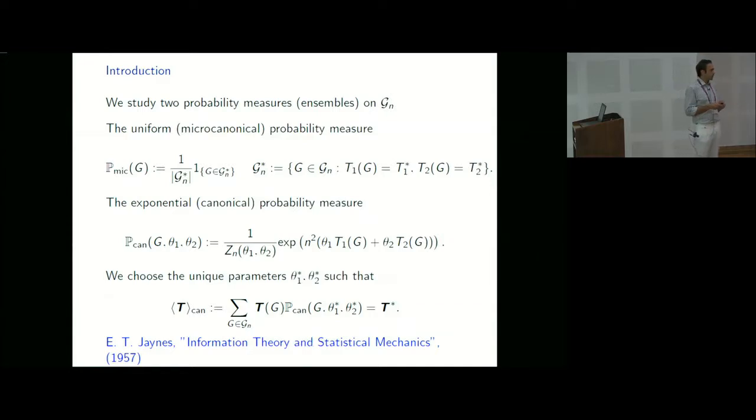One question? Yes? So in the microcanonical, do you take with symmetry, or I mean, are the vertices labeled or unlabeled? They're labeled. Yes.